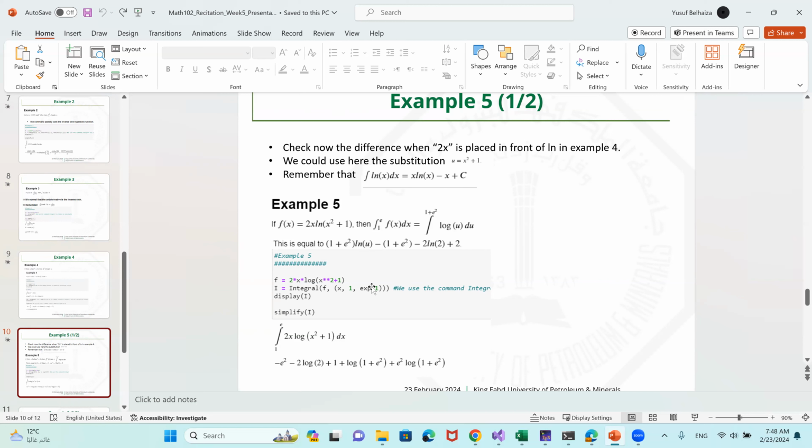So here is our small command window. F is 2x ln of (x squared plus 1). I define my integral I as the integral of f from 1 to e. I'll display I, and I'll simplify I. And this is the result of integration. So this is exactly what we got analytically, just by substitution. And the result looks really good.